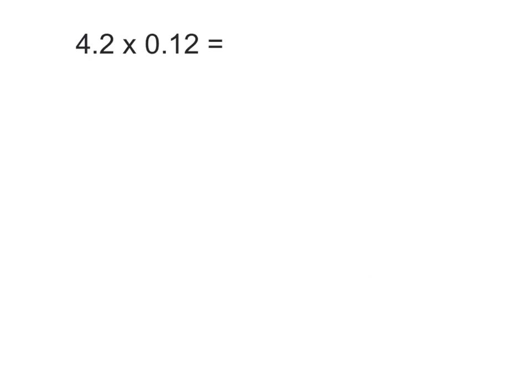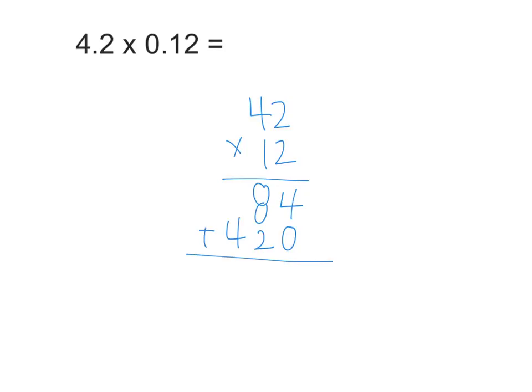If we're using the shortcut, what 2 numbers can we multiply? 42 times 12. Very good. 2 times 2 is? 2 times 4 is? And then we put a 0 in the ones place because now we're working with the tens. 1 times 2 is? 1 times 4 is? So if I add those together, I get 504. Yes? Okay.